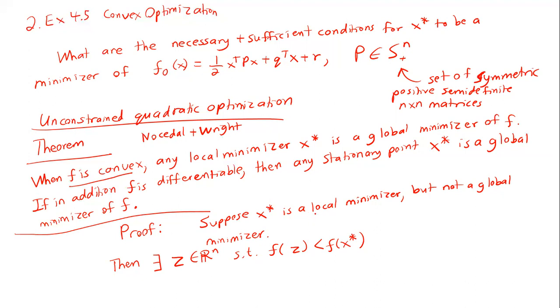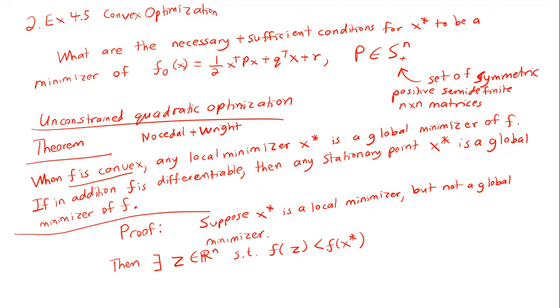Now, if X star is a local minimizer, that does mean that there has to be some neighborhood of X star over which X star causes f of X star to be its lowest value. But there could be some other point farther away where f of z is less than f of X star. It just can't be in the neighborhood of X star for X star to still be a local minimizer, but for this to hold true.